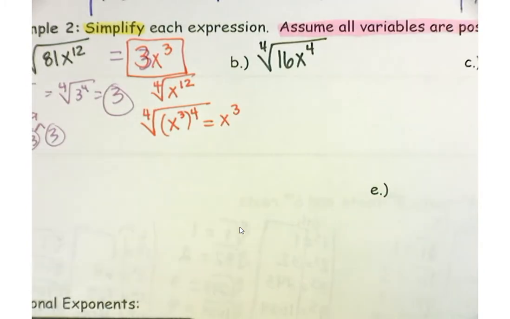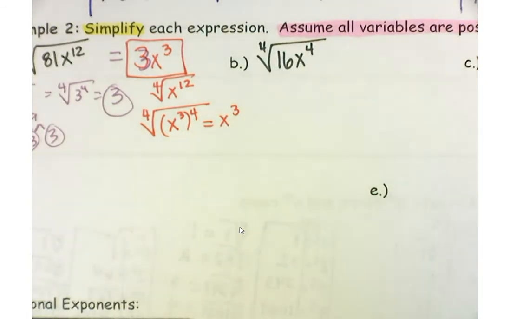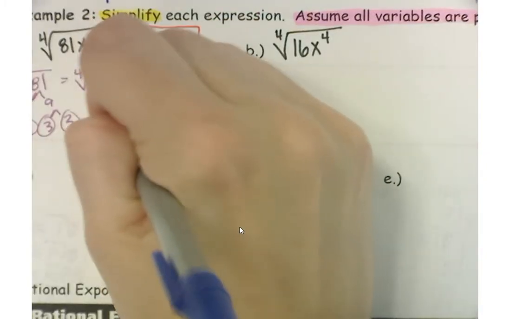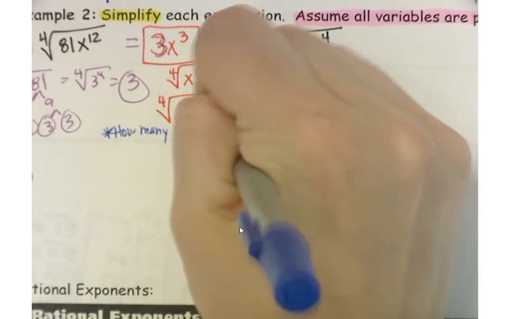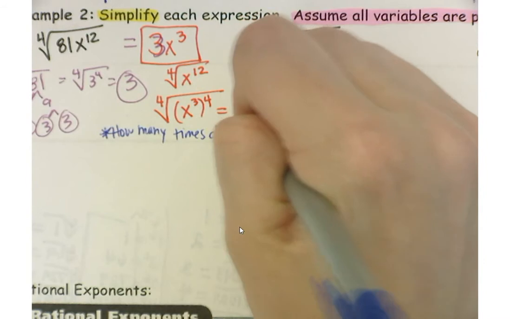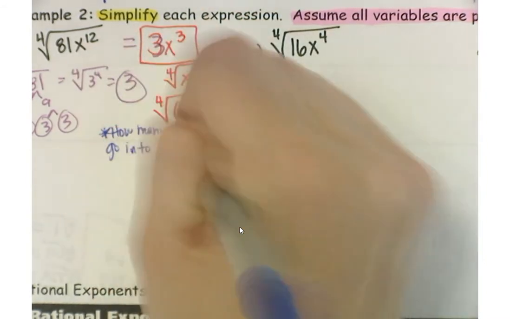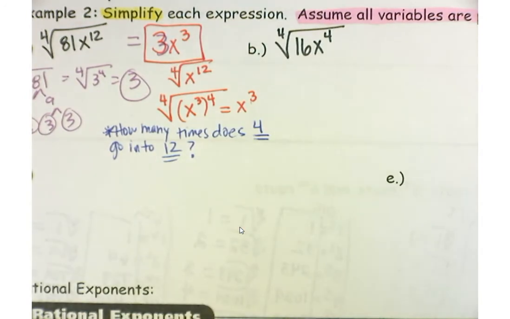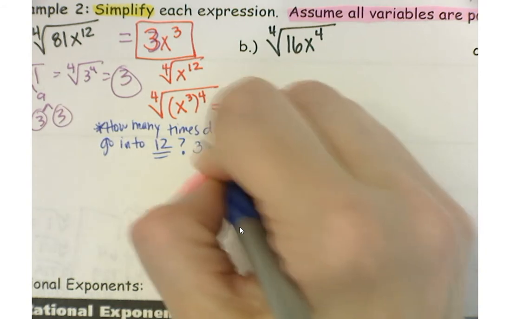You do have to think of these differently, because I'm not asking myself how many times does 4 go into 81. Is 81 divided by 4 3? No, because 4 times 3 is 12, right? Okay, so these are different, the variables and the numbers. So how many times does 4 go into 12? Because 4 is your index, okay, and then 12 is your exponent. So when you're doing the thinking, you can always do it in those terms.